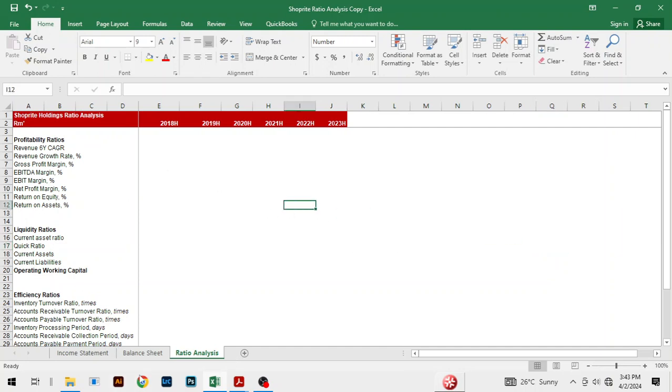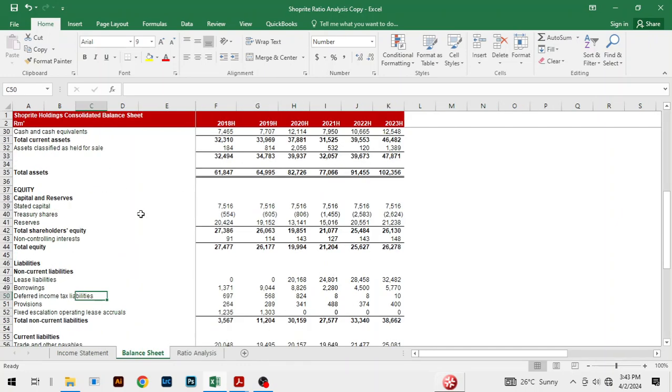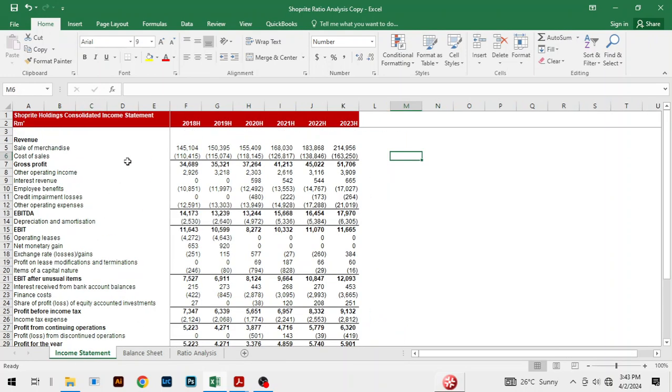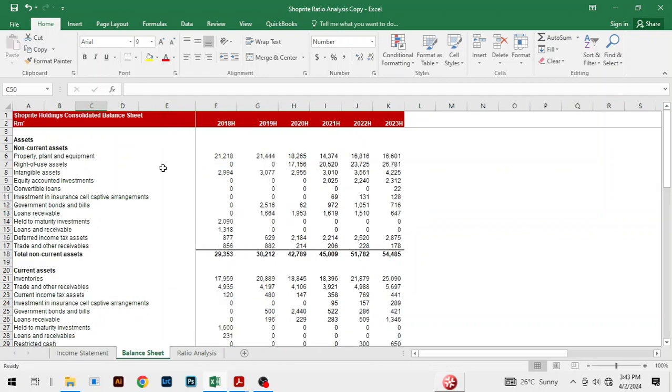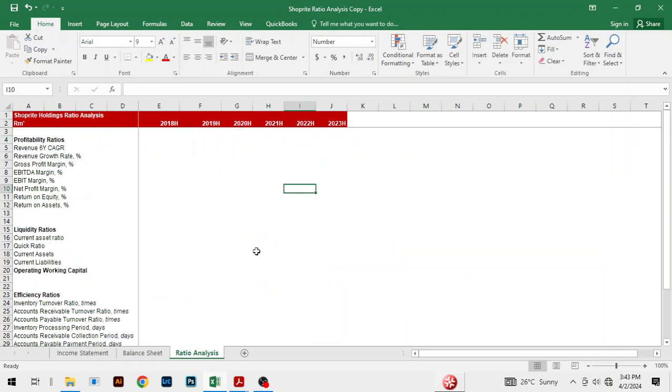So this is the ratio analysis tab. It's blank for now, and we have got the balance sheet here, and we have got the income statement here. This is the consolidated income statement, and this is the consolidated balance sheet, right? I got these figures from their investor relations website, and that's where I downloaded the annual reports from 2018 to 2023. So these are historical figures, right?